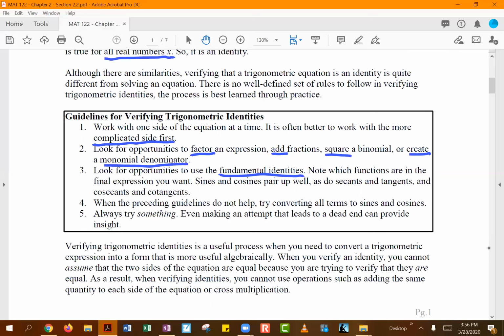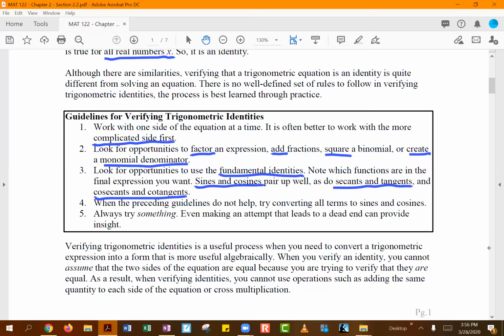Sometimes it may be easier to convert your functions into sine and cosine functions because, again, they pair well and you have good identities to work with. Same thing if you can pair secants with tangents, and of course, cosecants with cotangents. So sometimes those techniques might help you simplify your expression and therefore verify the identities.